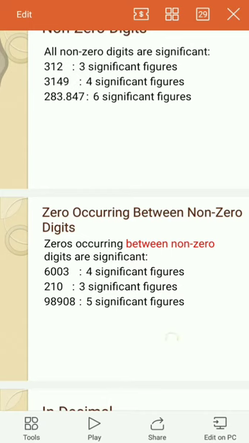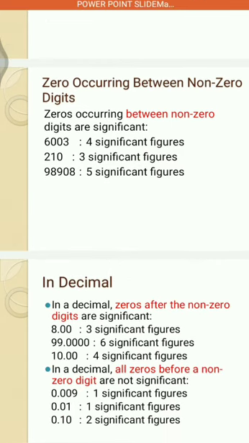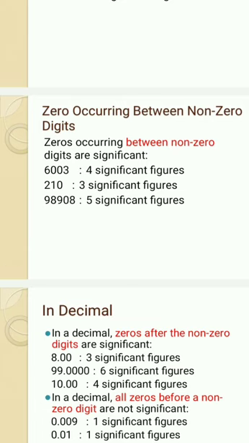Okay, we go to the third. How do we determine the significant figures? The third one is in decimal. In decimal, there are also significant figures. For the first point in a decimal, zeros after the non-zero digit are significant.